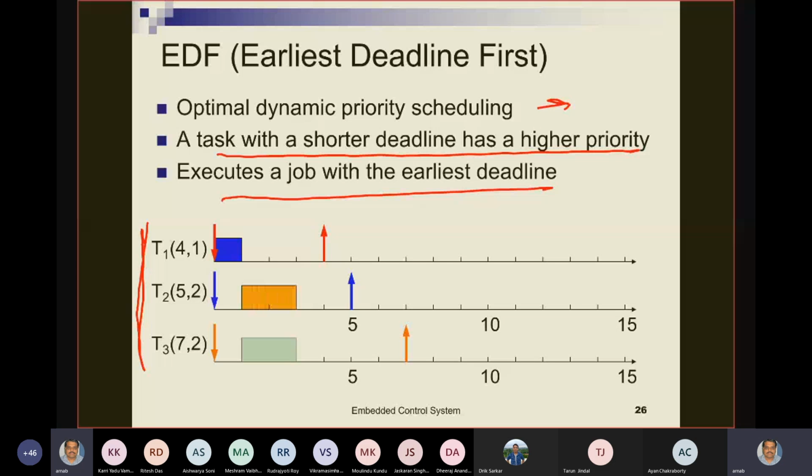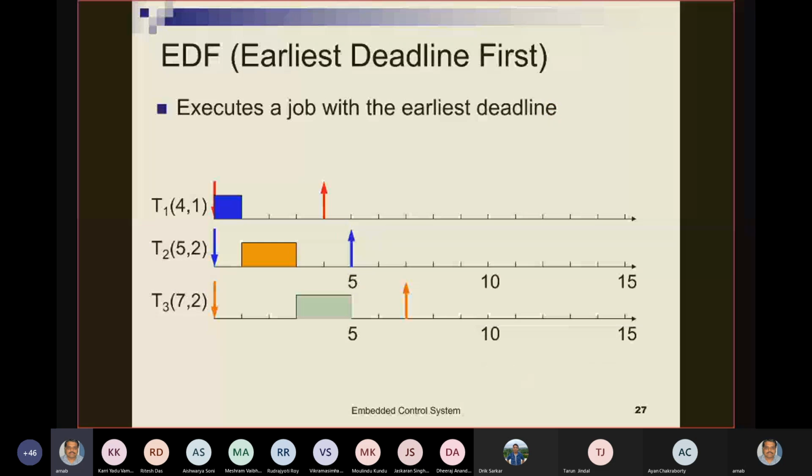Even at time 2, when T2 and T3 contend, T2 wins because it still has the earlier deadline, and therefore it executes to completion. At time 3, T3 is the only task, so it executes. Then T1 comes again. The next instance of T1 comes at time 4, but it now has a deadline of 8 and T3 has a deadline of 7. So T3 wins here.